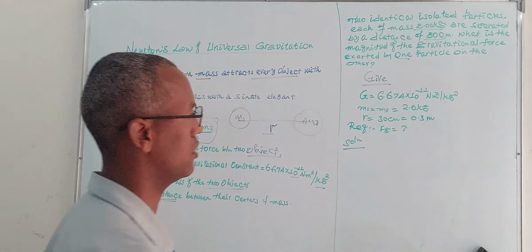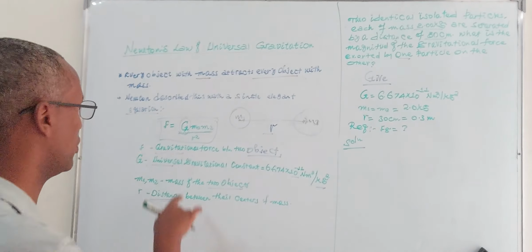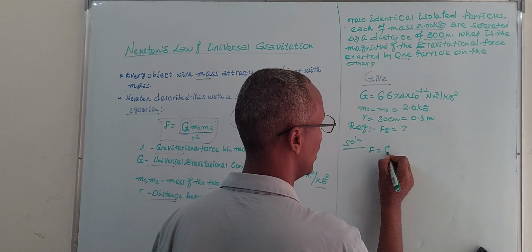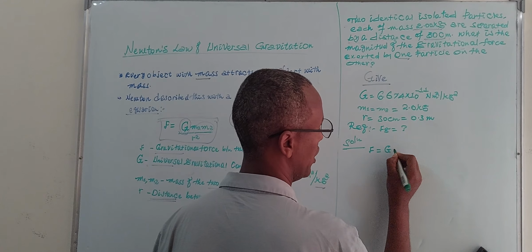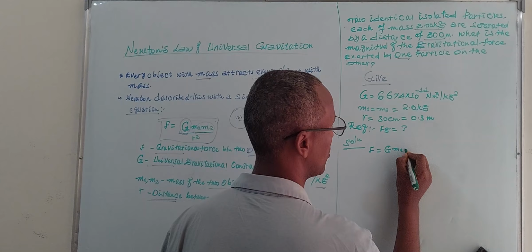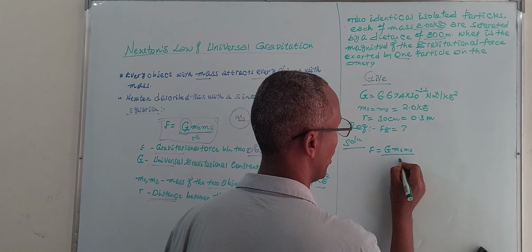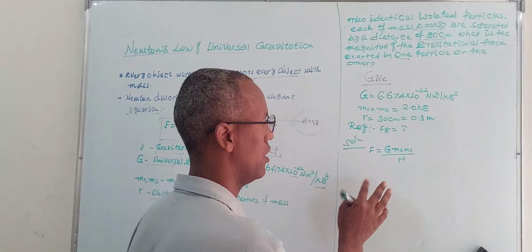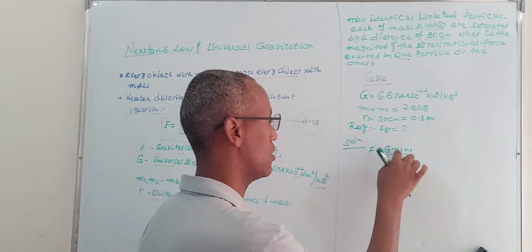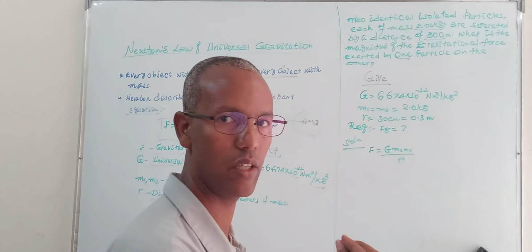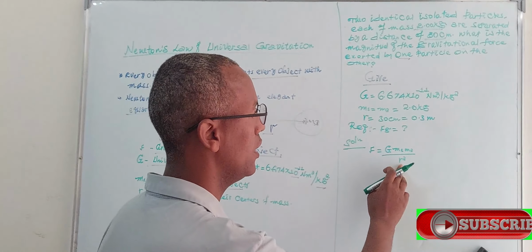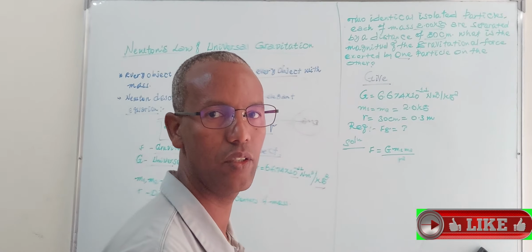And now the solution. To find the magnitude of the gravitational force, we can use this equation, which is F equals universal gravitational constant multiplied by m1 multiplied by m2 upon r square. Like I said, this force is directly proportional to the two masses of the objects, as well as inversely proportional to the separation between the two masses.